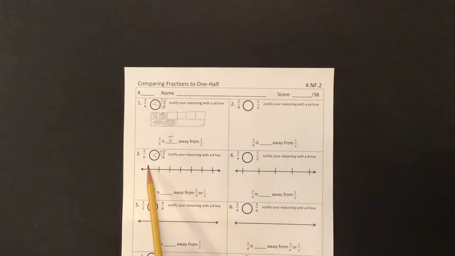Another way you could think about this is if you noticed that the numerators are the same, you can think about the 6th pieces are smaller than the 4th pieces. So 2 of those pieces would be a smaller amount than 2 of the 4th pieces, because 4ths are bigger than 6ths. There's a few different ways you can reason that out.